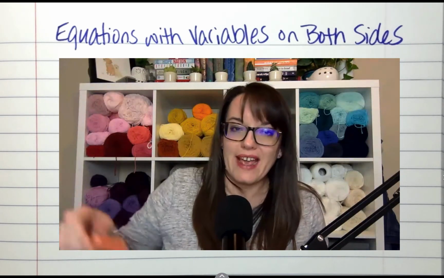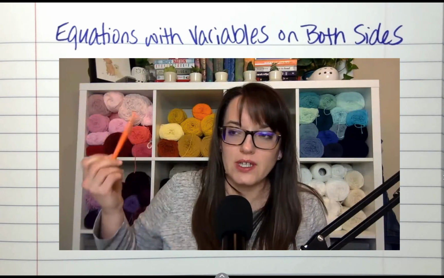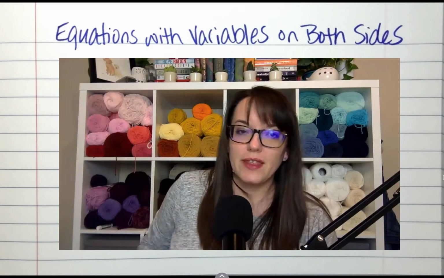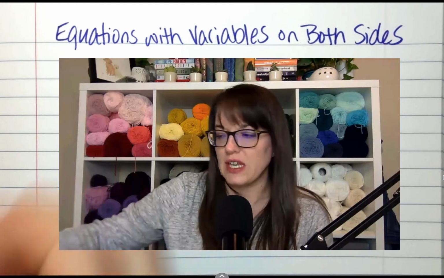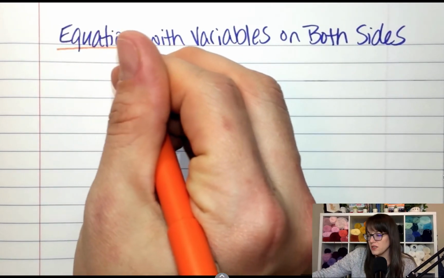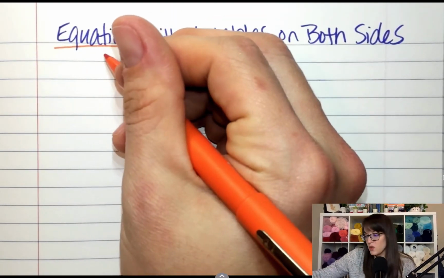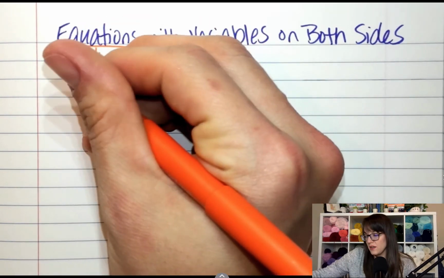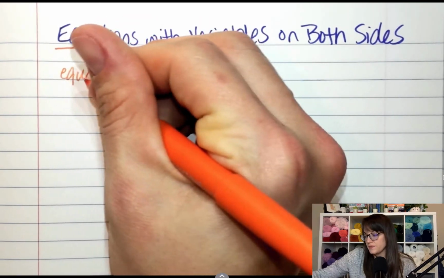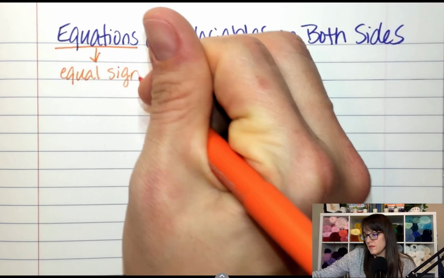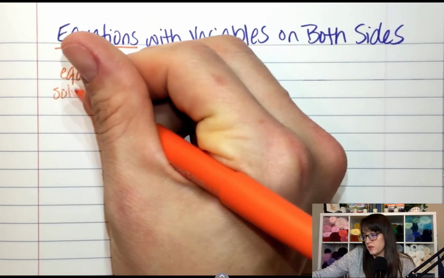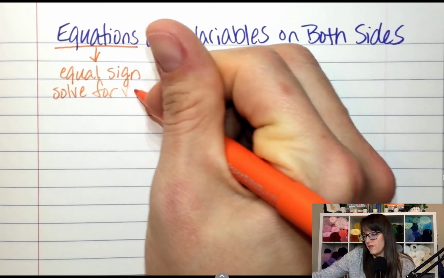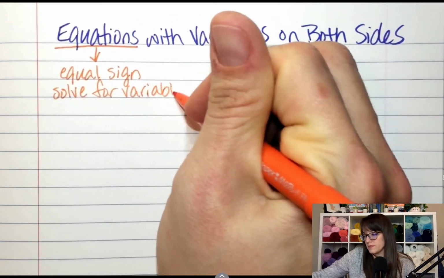When we talked about expressions, we learned that expressions are not equations. Expressions don't have an equal sign. Equations have an equal sign. So we are solving these today. There is an equal sign. There is an answer. So we are solving. We are going to solve for the variable.